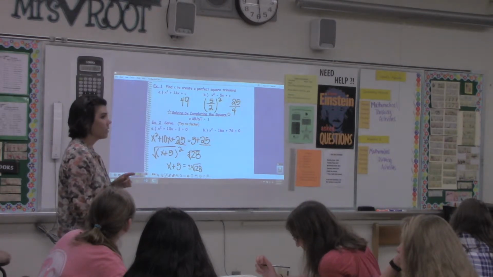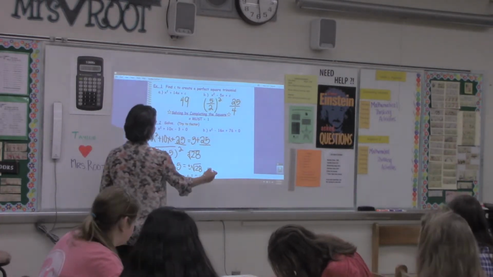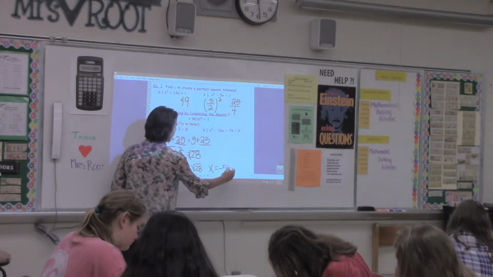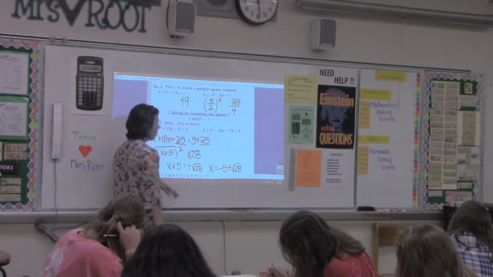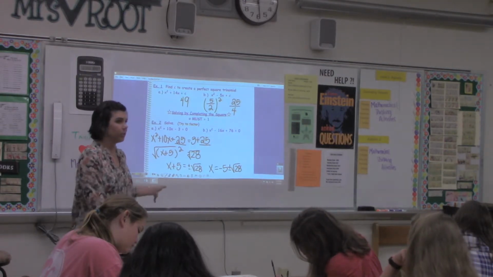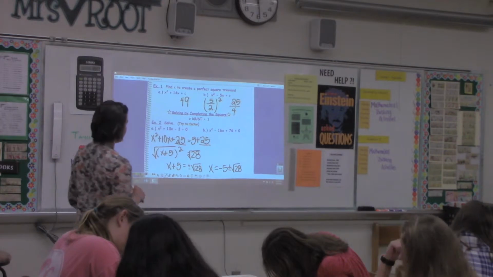Okay, one more step to solve for x, and that's to do what? Subtract 5, good. So your final answer here is x is equal to negative 5 plus or minus the square root of 28. Now, we can simplify the square root of 28, but for the basis of this lesson, let's just leave it like that because we're just trying to complete the square this time.